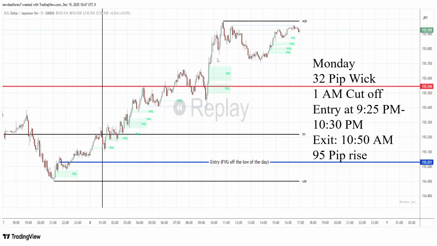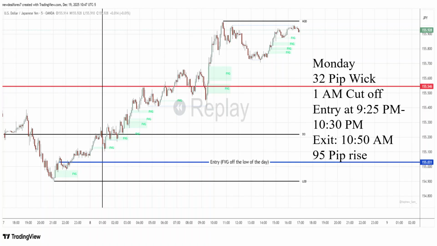And this was a 95 pip rise. It broke out of the range all the way. Your exit would have been about 10:50 a.m. So this would have been from 10:30 p.m. to 10:50 a.m. That's a very long hold, but as you can see, it was pretty much a straight rise to profit. So there you go.